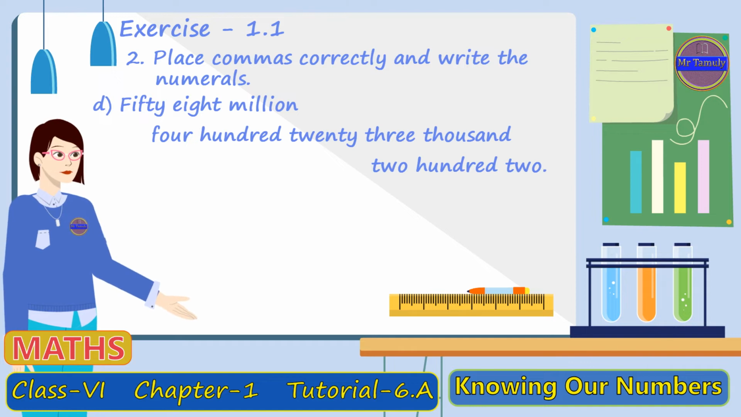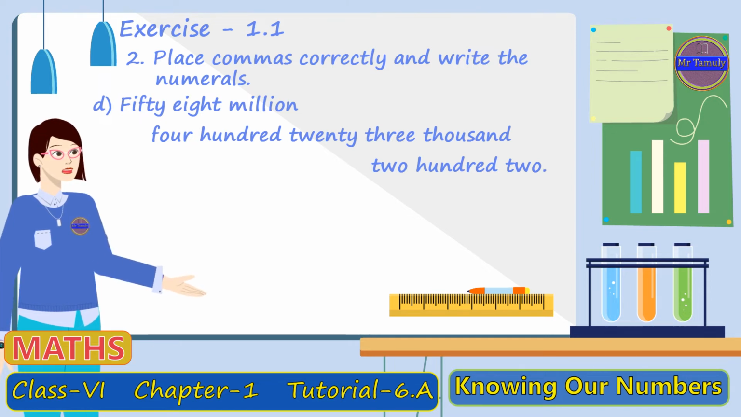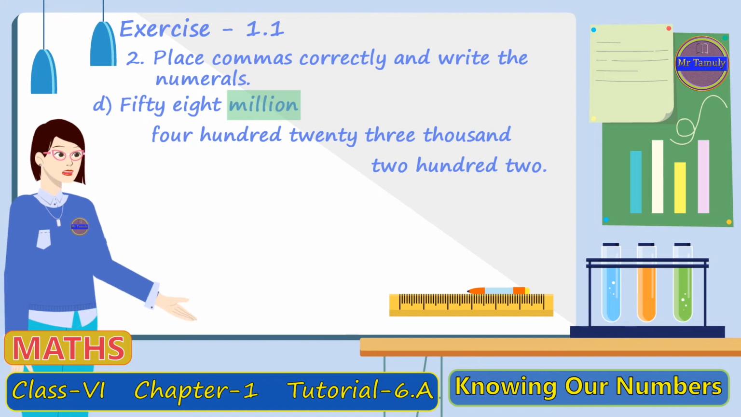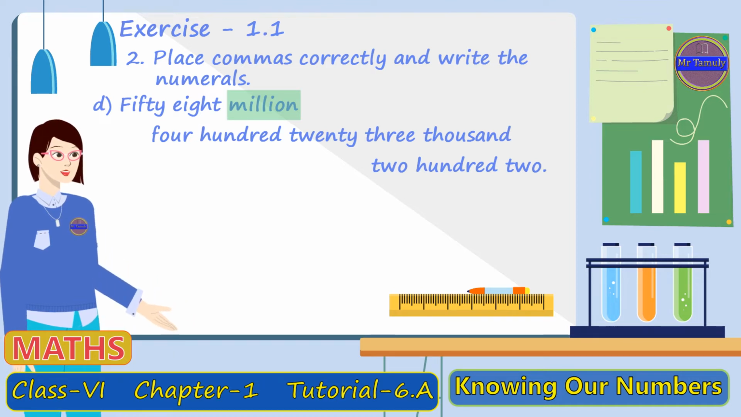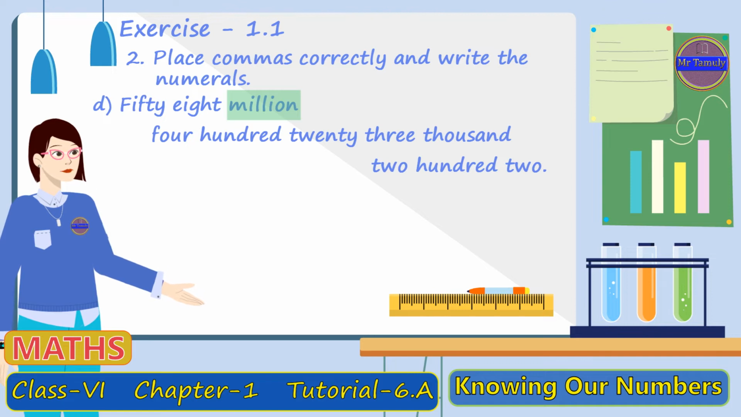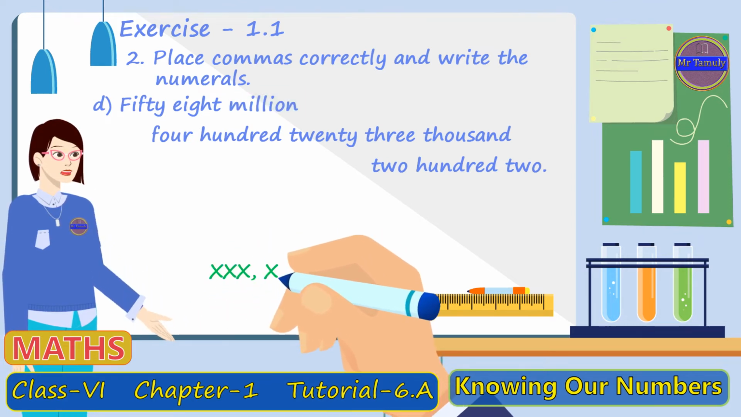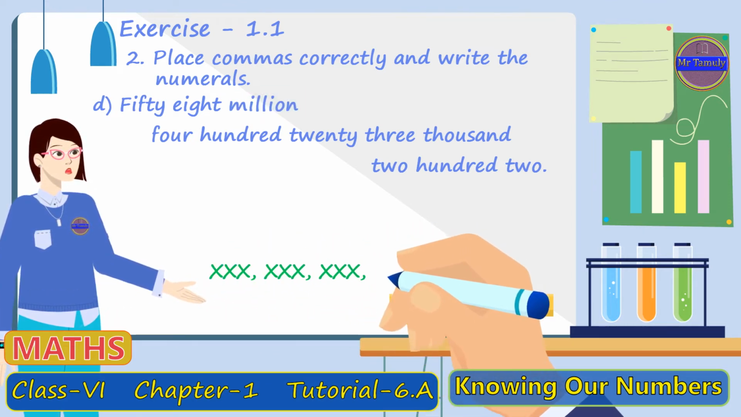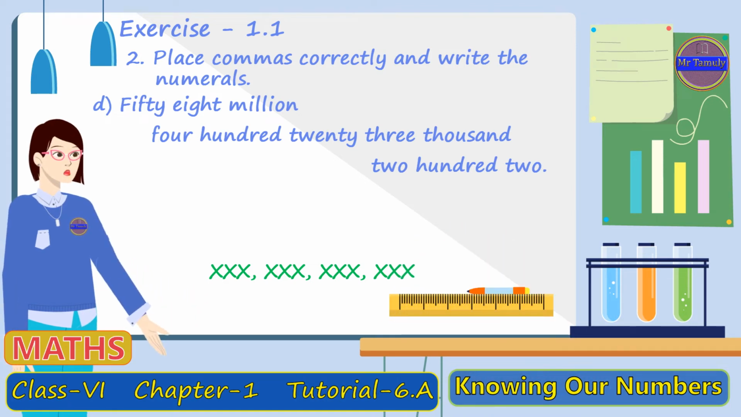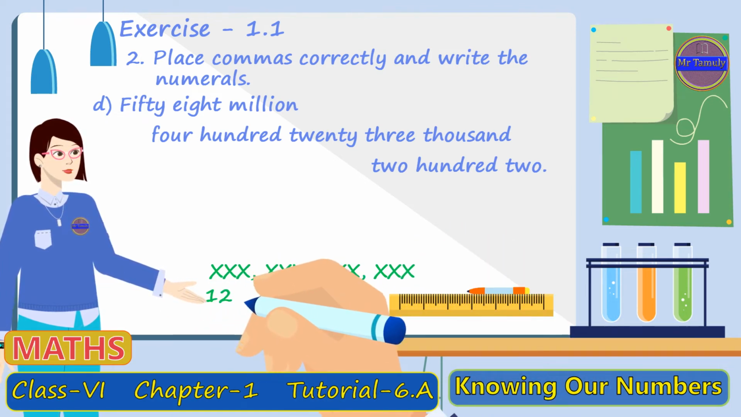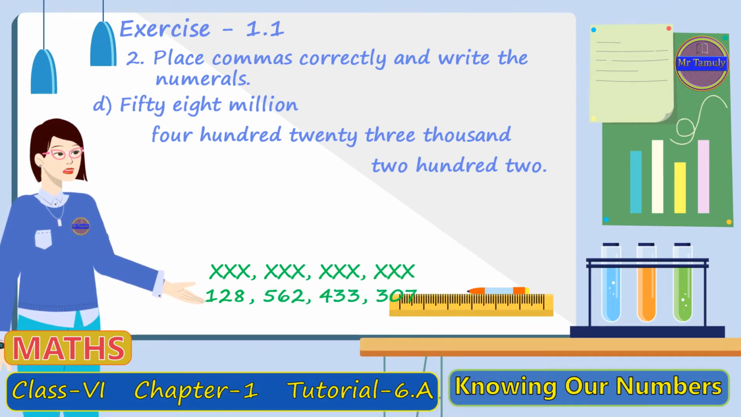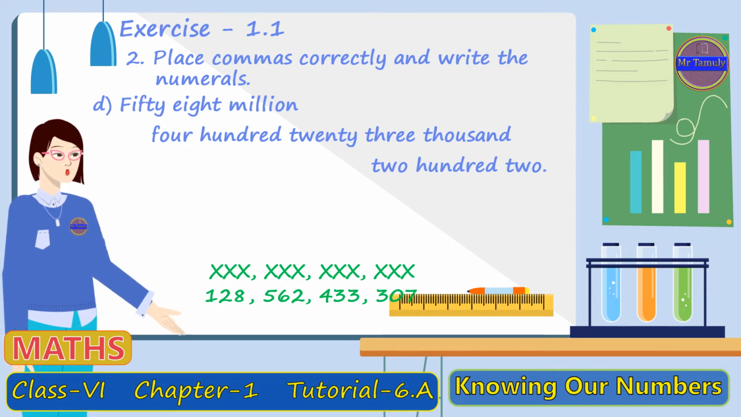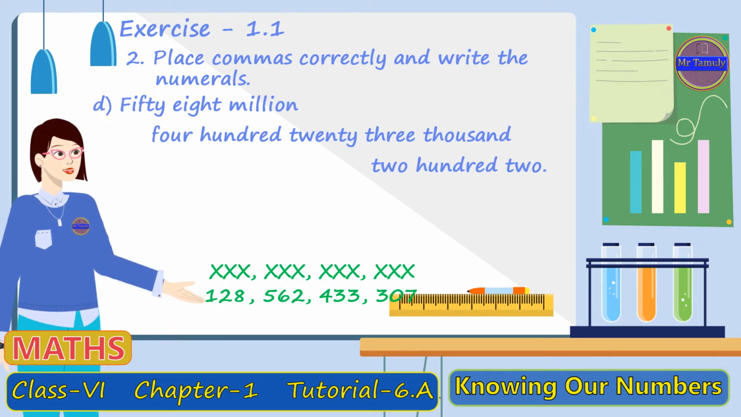Next, let's take question number 2d, which is fifty-eight million four hundred twenty-three thousand two hundred two. Whenever you find the words billion and million, or any of the 2 words in the name of a number, it tells you that the number is in the international format. And the international format of writing numbers is XXX billion, XXX million, XXX thousand, XXX. For example, 128 billion, 562 million, 433,307.